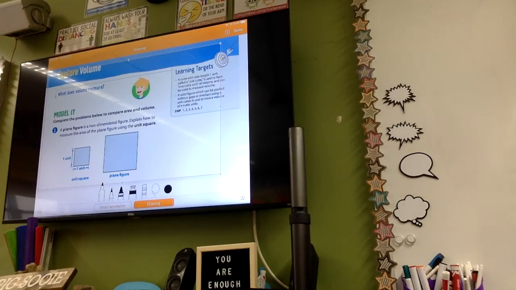Okay, so page 5. So we're going to talk about volumes. Anybody know what volume is? Blaine, what's volume? Outside perimeter of a shape. You're really close. Really close. Anybody else have a guess on what volume is?